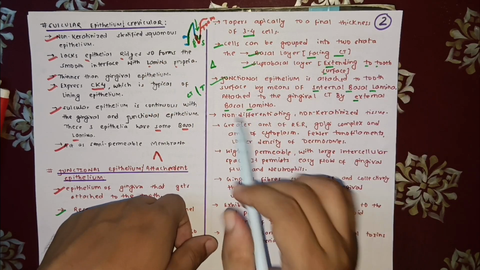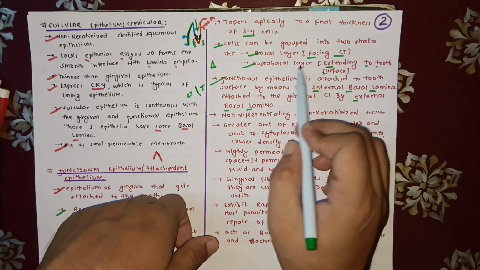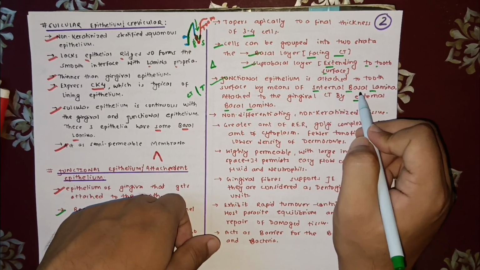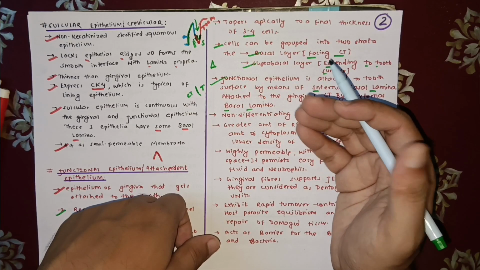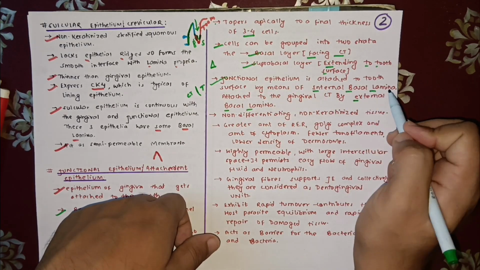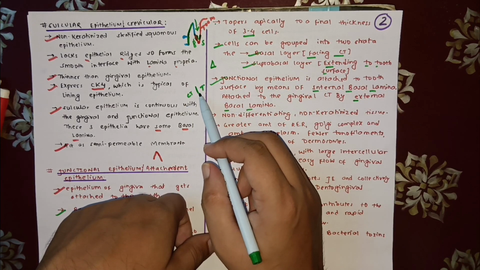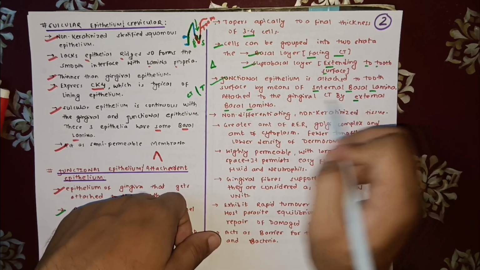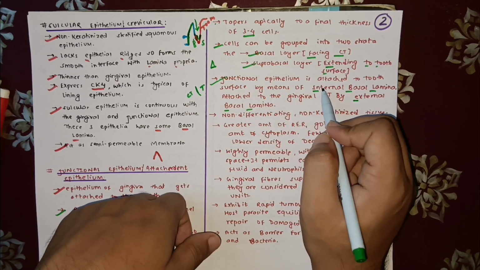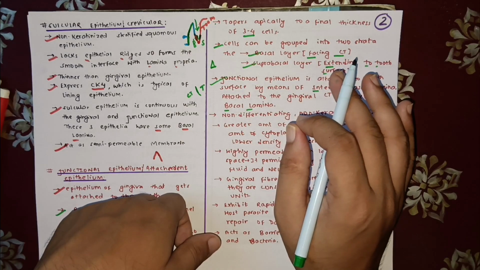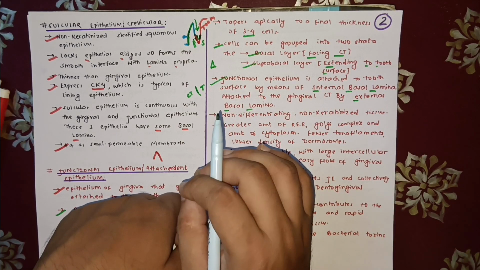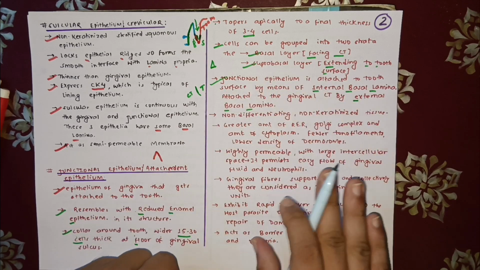After that, the suprabasal layer is attached to the tooth by the internal basal lamina, and on the connective tissue side it is again attached by means of the external basal lamina. So there is internal basal lamina on the suprabasal layer and external basal lamina on the basal side. Okay, so that is the concept here.